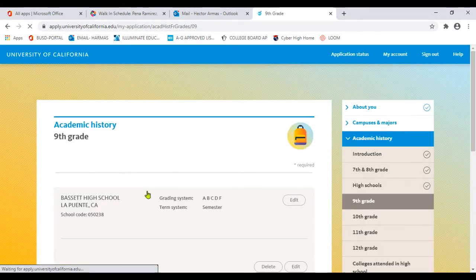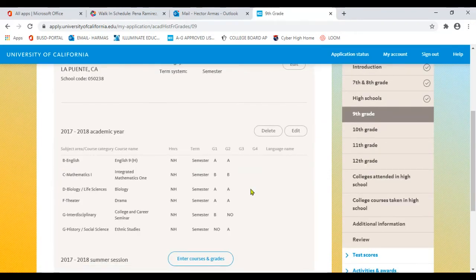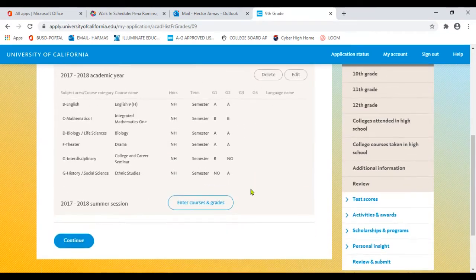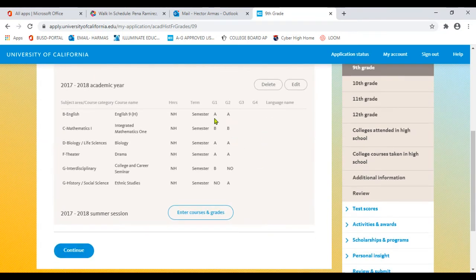Mr. Arma? Yes. There's a question on the chat that says, what if students took an honors class that isn't listed? How would they go about putting it on there, on the application? Okay, so let's go back. I'm gonna answer that question and looking at these grades here.